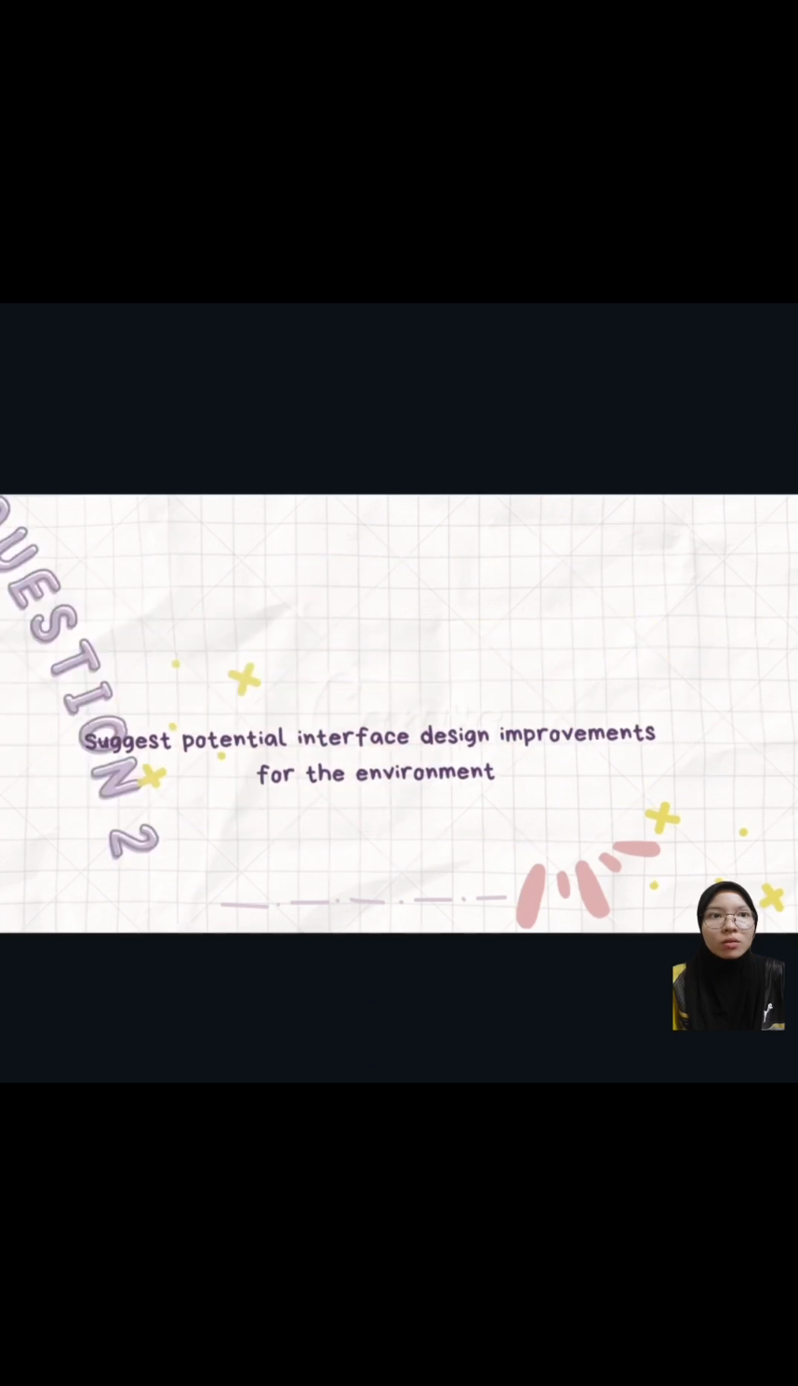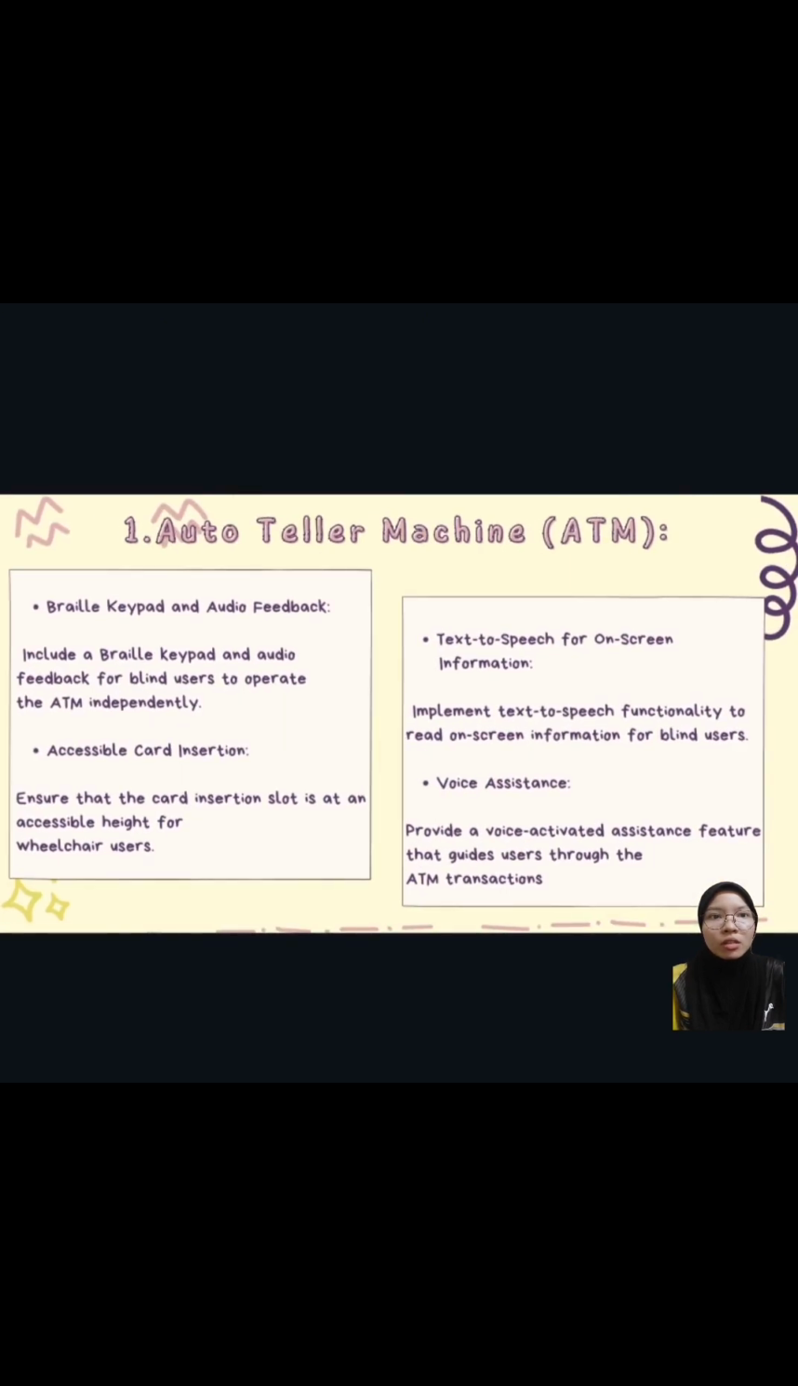First, automated teller machine, ATM: braille keypad and audio feedback. Include a braille keypad and audio feedback for blind users to operate the ATM independently. Next, accessible card insertion. Ensure that the card insertion slot is at an accessible height for wheelchair users. Next, text-to-speech for on-screen information. Implement text-to-speech functionality to read on-screen information for blind users.